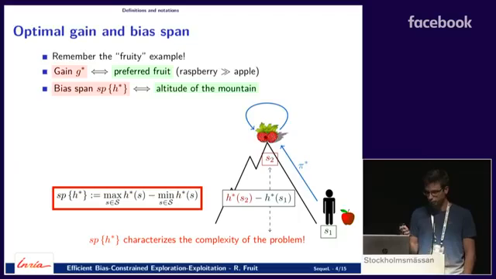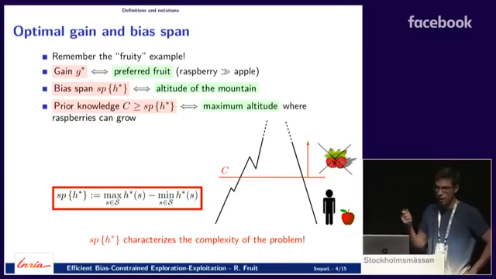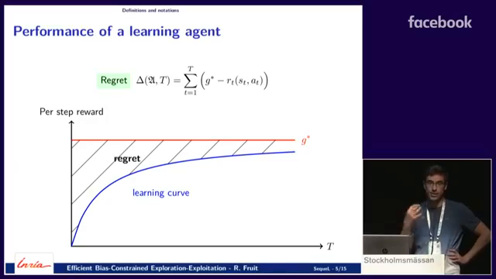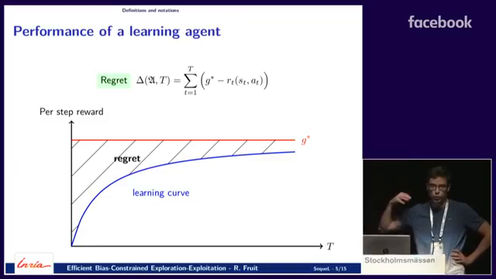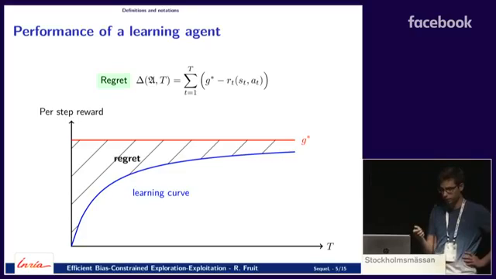And so the prior knowledge that I was talking about in the introduction, I will assume that it's simply a positive constant C, that is an upper bound on the span of H star, and that is known to the agent. And so here we can interpret it as the maximum altitude where raspberries can grow. Okay. So we consider a learning problem, meaning that we have to assess the performance of the learning agent. So here I will consider the notion of regret, which corresponds to the cumulative difference between the optimal gain, the red curve here, and the immediate reward, the blue curve. So the regret is the area between the two curves.